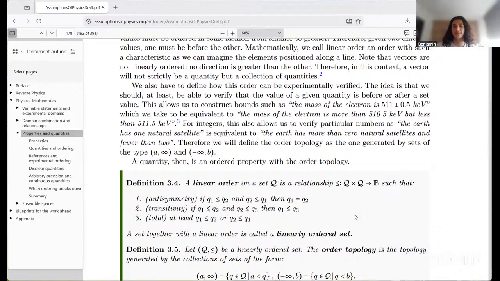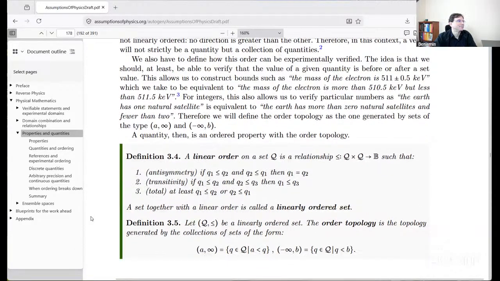Okay, yes. Yeah, for integers, this also allows us to verify particular numbers as the Earth has one natural satellite, which is equivalent to the Earth has more than 0 natural satellites, but fewer than 2. Therefore, we will identify the order topology as the one generated by sets of the type, interval from A to infinity and interval from negative infinity to B. And these are open intervals.